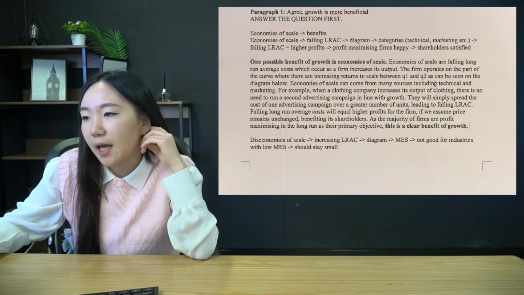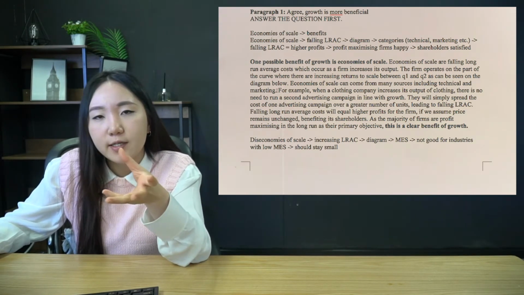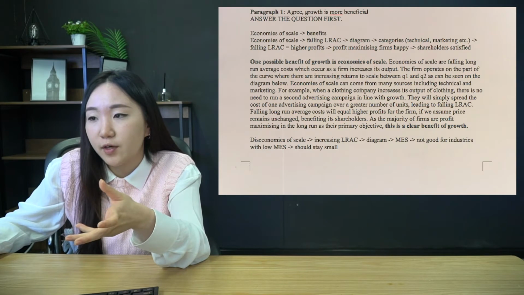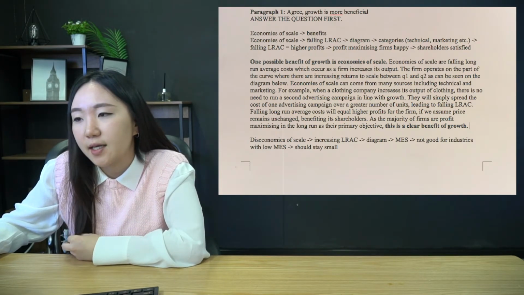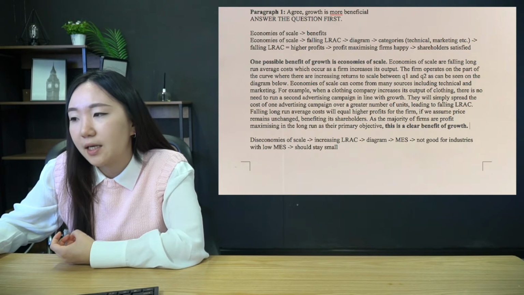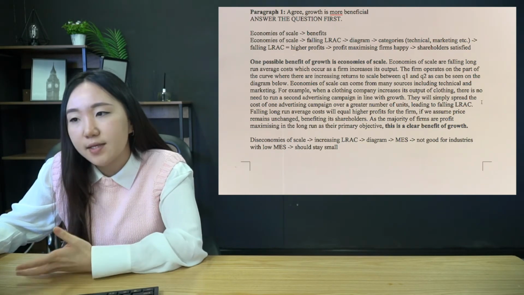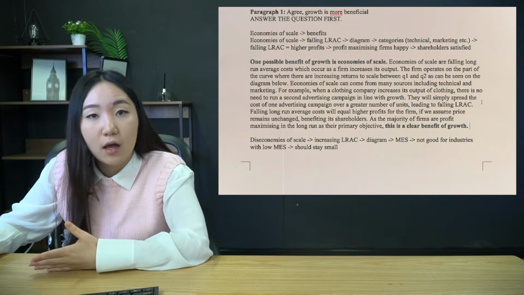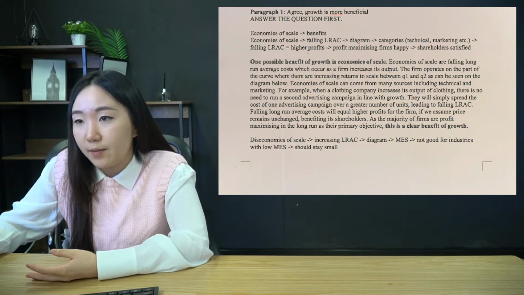Economies of scale can come from many sources, including technical and marketing. It would be weird to just leave it like that, so I've put in an example. When a clothing company increases its output of clothing, there is no need to run a second advertising campaign in line with growth. They will simply spread the cost of one advertising campaign over a greater number of units, leading to falling long-run average costs. So I've expanded upon how exactly these economies of scale are exhibiting themselves. I'm leading on to this bit now.